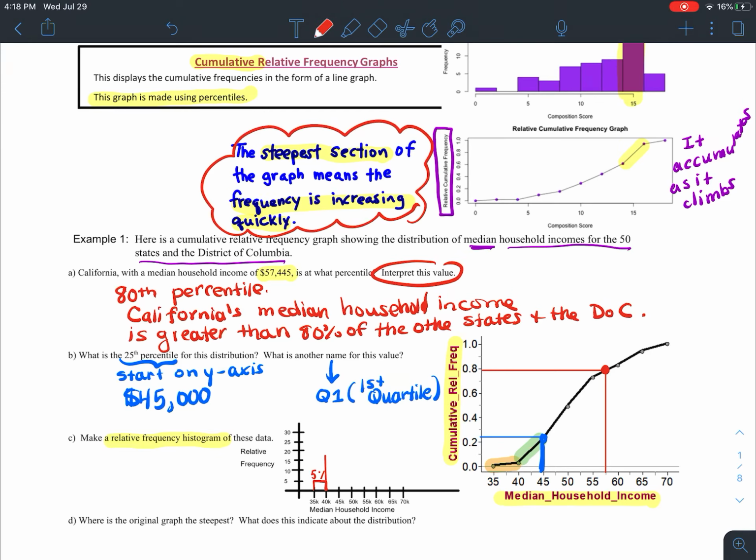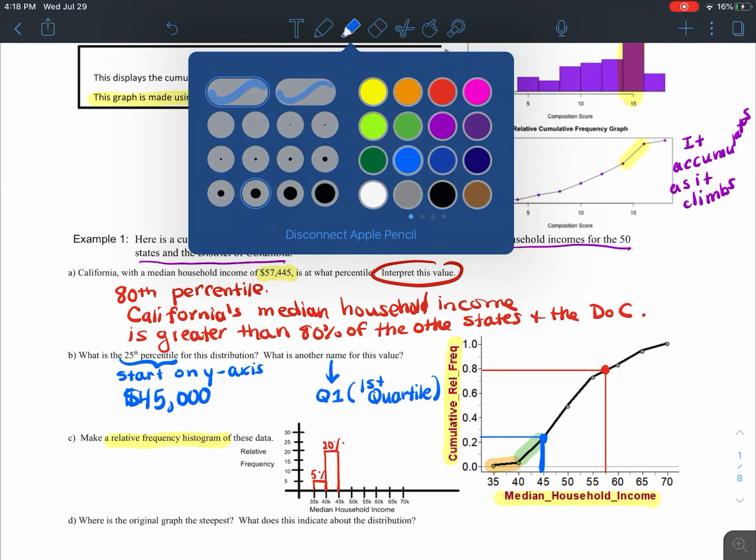So I'm going to go up to 20% over. I'm just going to label at the top. Between 40,000 and 45,000, there were 20%. Do you see how I'm doing this here? Let me do another section.